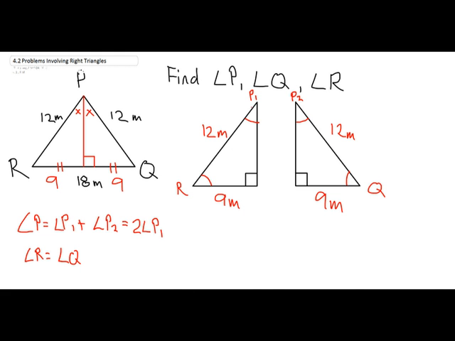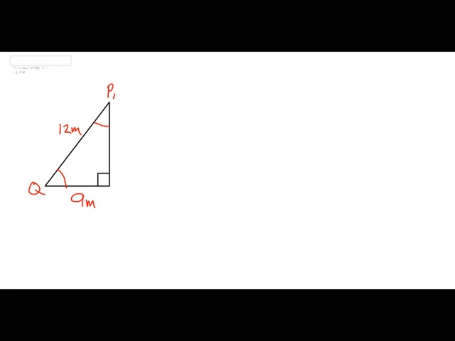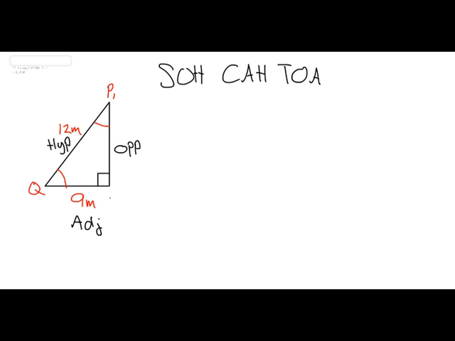I'm going to stick with this triangle here on the left. What we want to do is name the sides with respect to Q. So we find that with respect to Q, we have opposite, adjacent, and hypotenuse. Let's take a look at our SOHCAHTOA. Notice that the sides that we know are our adjacent and our hypotenuse. So which function are we going to be using? Well, we're going to be using cosine.